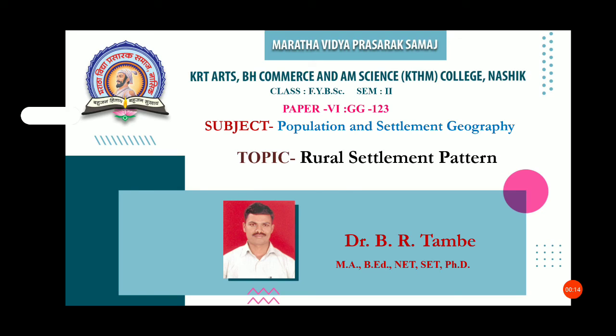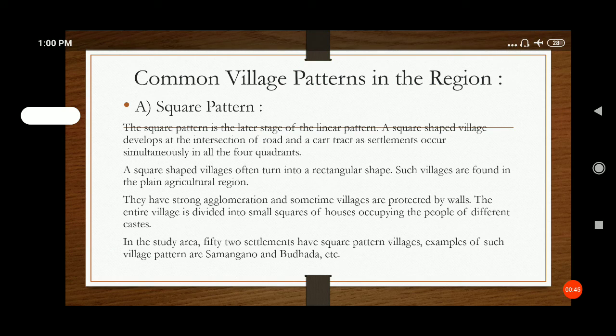In the last lecture, we studied the types of rural settlement, and we studied four types of rural settlement. Those are cluster settlement, semi-cluster settlement, hamlet settlement, and the last one, dispersed settlement. In today's lecture, we will study the pattern of rural settlement.